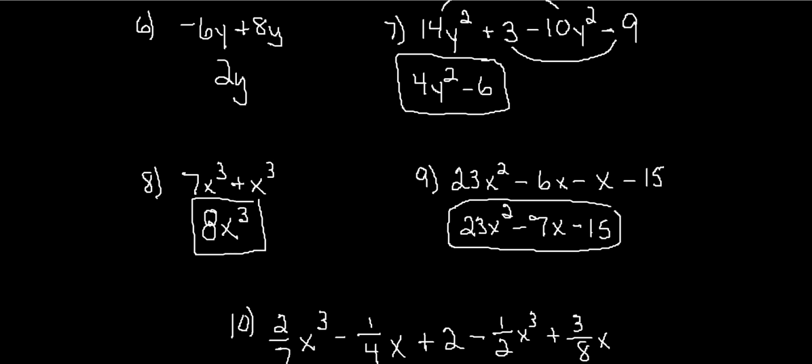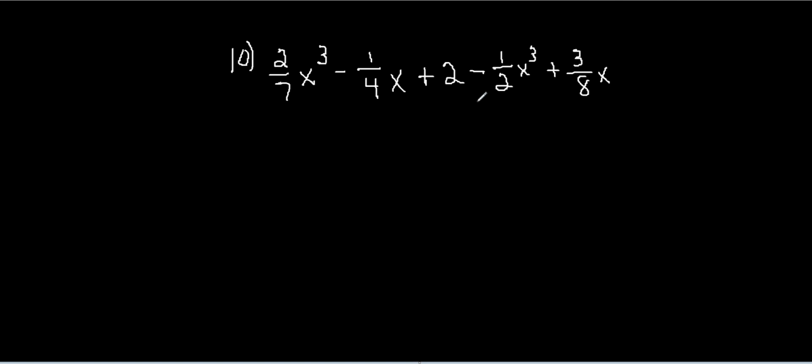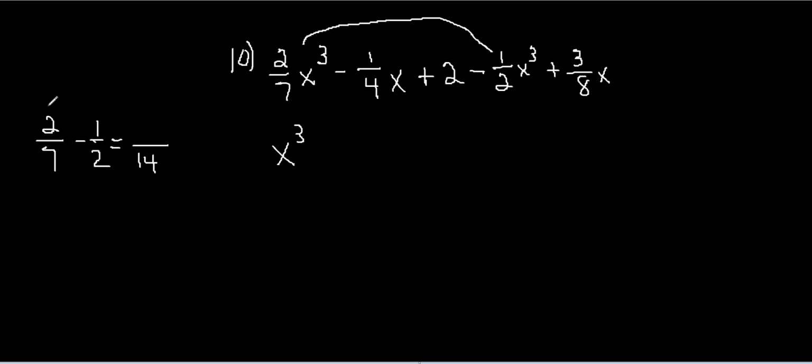One more down here. Let's try this one with fractions in it. So I've got 2/7 x cubed minus 1/2 x cubed. So over here on the side, I'm going to say 2/7, and that's going to be minus 1/2. Taking the coefficients, I know it's an x to the third. I can put the x to the third here and put in the coefficient when I'm done figuring this out. Negative 3/14 x cubed.